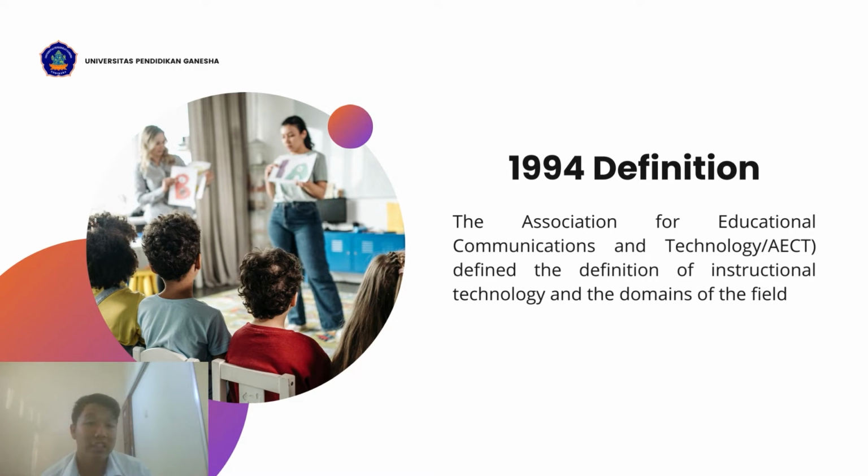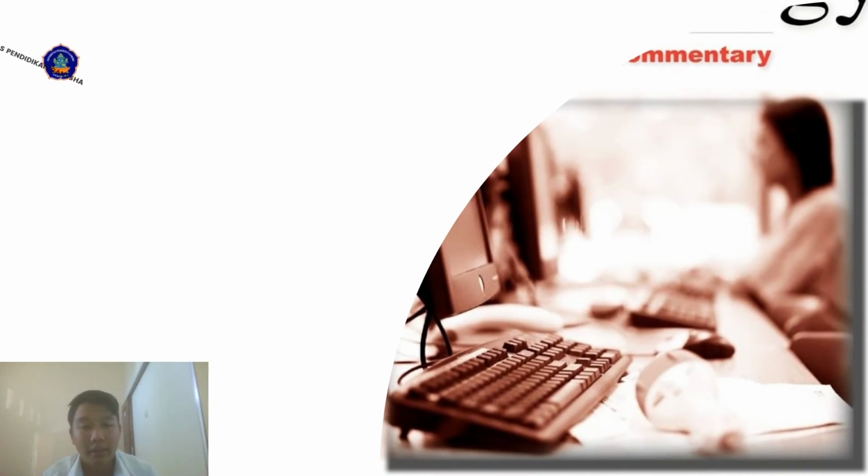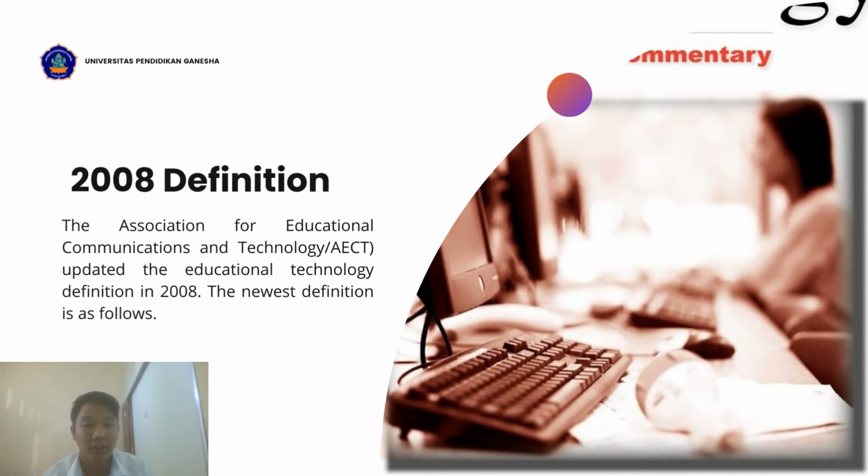And in the 1994 definition, the Association for Educational Communications and Technology, or AECT, defined instructional technology and the domains of the field. So, instructional technology is the theory and practice of designing, developing, utilizing, managing, and evaluating processes and resources for learning. And lastly, the Association for Educational Communications and Technology, or AECT, updated the educational technology definition in 2008. The new definition is as follows. Educational technology is the study and ethical practice of facilitating learning and improving performance by creating, using, and managing appropriate technological processes and resources.